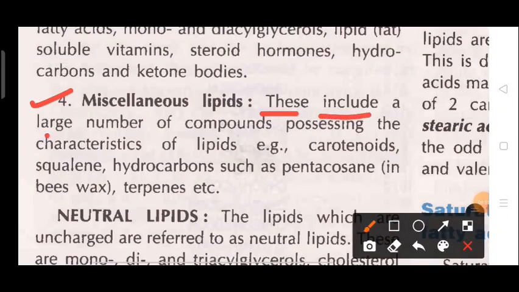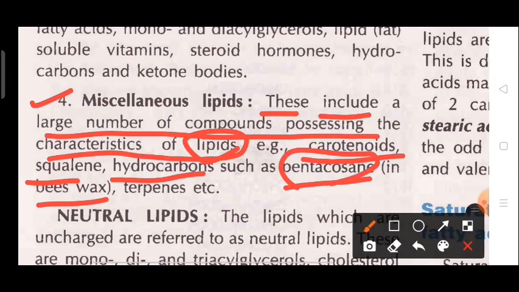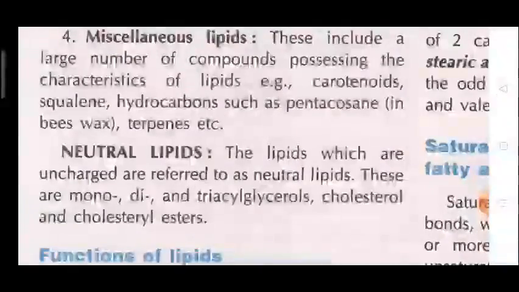The last type is mucilaginous lipid. These include a large number of compounds possessing characteristics of lipid. Examples are carotenoids, squalene, and hydrocarbons such as pentacosane in beeswax, and terpenes. These are examples of mucilaginous lipids.